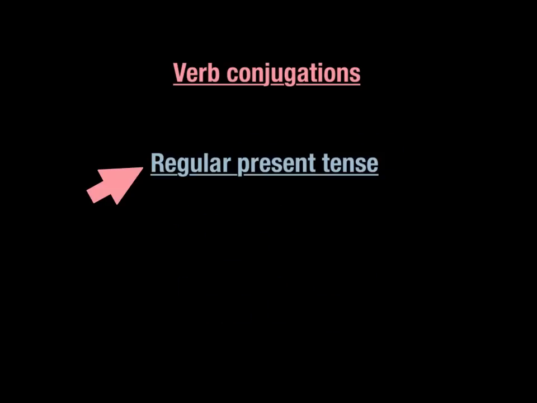What the regular part means is that these verbs will follow the rules that I'm going to explain to you throughout the rest of this presentation. Most of the verbs in the Spanish language are regular verbs in present tense. We'll study some irregular verbs later, but these are going to be the conjugations for regular present tense verbs. So regular just means that they follow these rules.